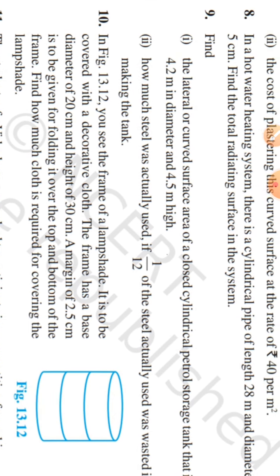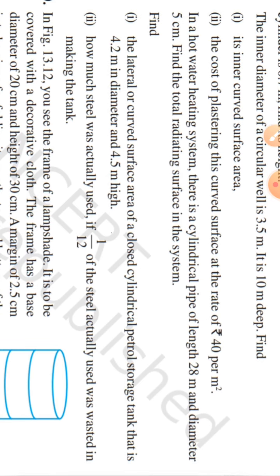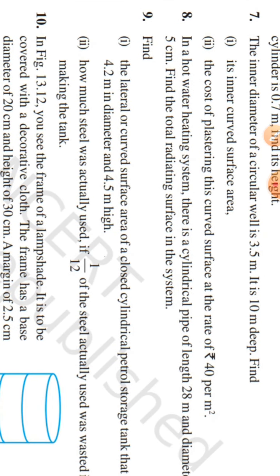Number 8. In a hot water heating system, there is a cylindrical pipe of length 28 meter and diameter 5 centimeter. Find the total radiating surface in the system. Total radiating surface means total surface area is required. Radiation means, you know, in science, whenever a hot thing is there, it radiates different waves, electromagnetic waves, infrared waves from its whole surface. So here TSA is required.